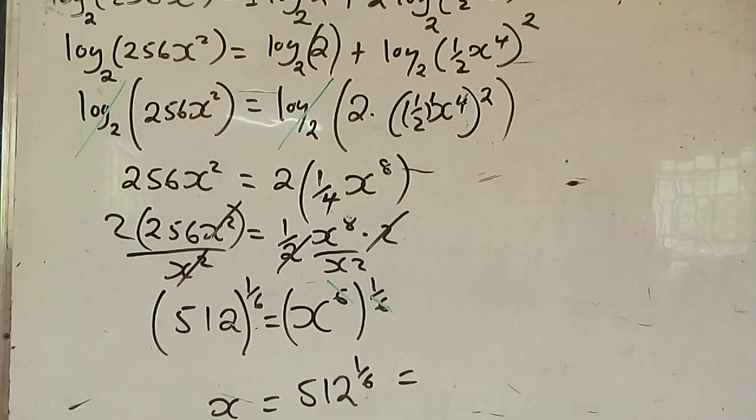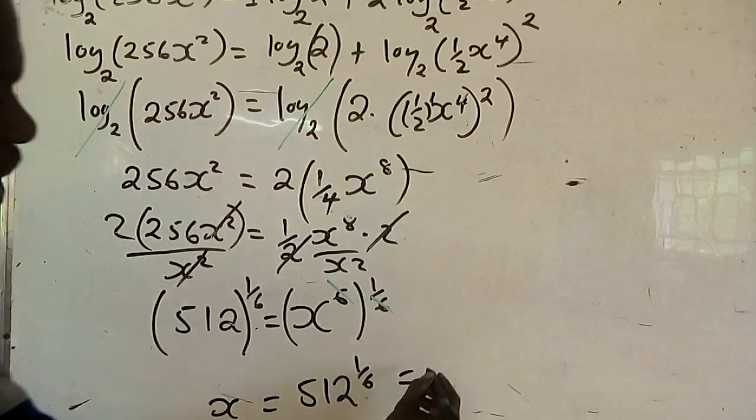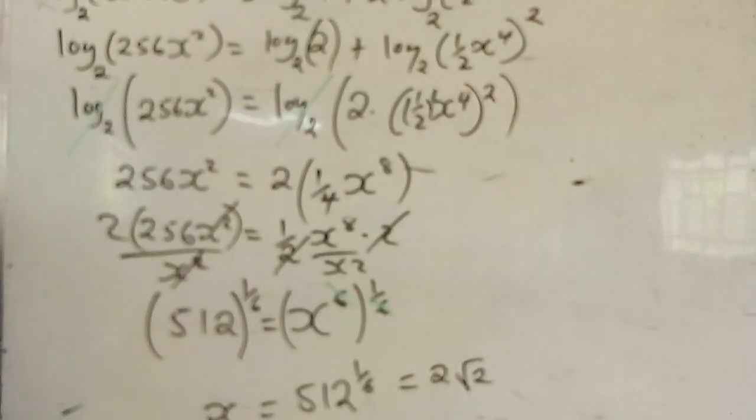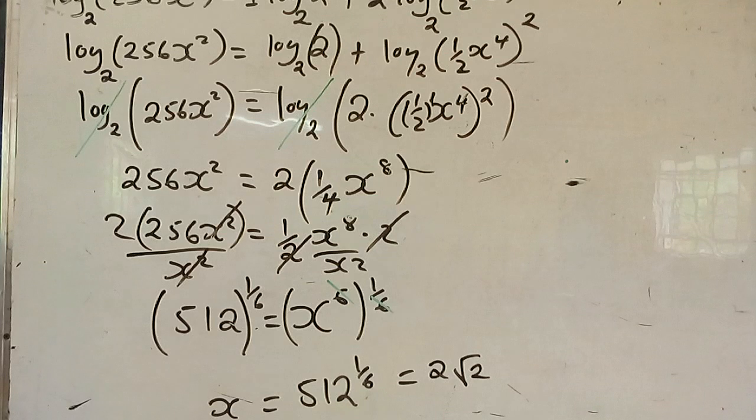You found it to be? In surd form, 2 root 2 raised to power 1 over 6. 2 root 2. Good. So you have there 2 root 2 in surd form, or 2 point something in decimal, isn't it? And you have solved for x. Let's do the last.